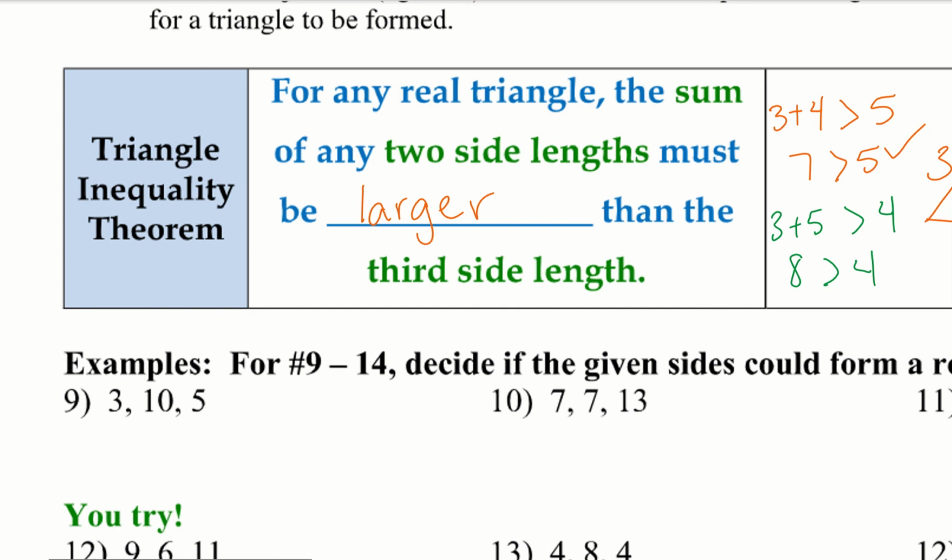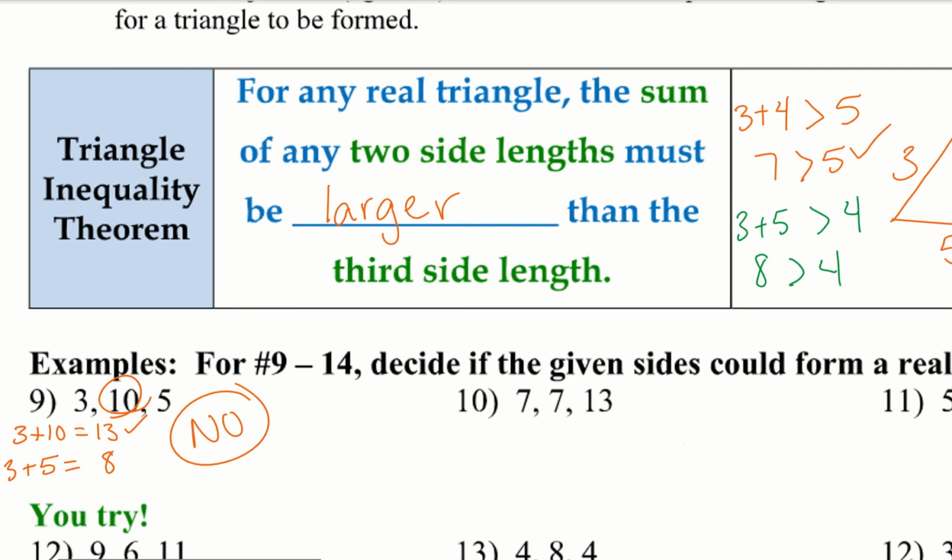So let's go ahead and try 9. So we have 3, 10, and 5. I'm going to add 3 plus 10, which is 13. It is greater than 5. That was my last one left out, so that one works. All right, and then let's do 3 plus 5. 3 plus 5 is 8, which is not greater than 10. So therefore, 9 is not a triangle.